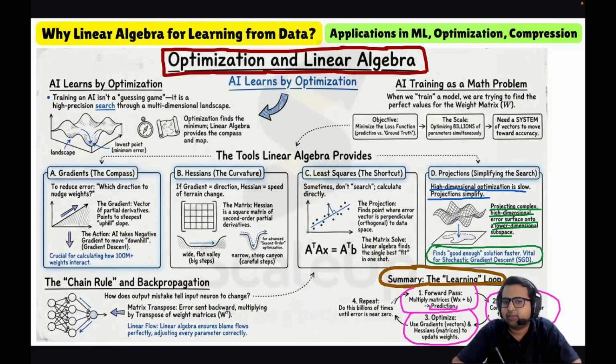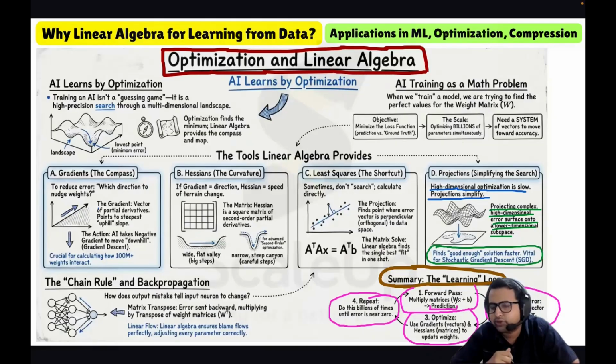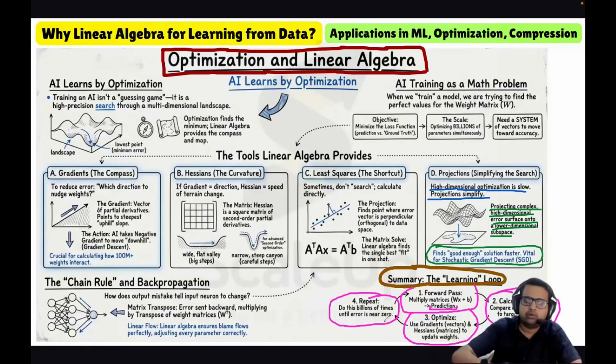And once the weights are updated, we once again go for a forward pass. Now we have an updated weight matrix. So when we go for a forward pass, the final prediction will be a bit different and a bit closer to the target, the actual value. And once again, we calculate the error, optimize it, and we keep on repeating it billions of times until the error is close to zero. This is what the learning loop is.